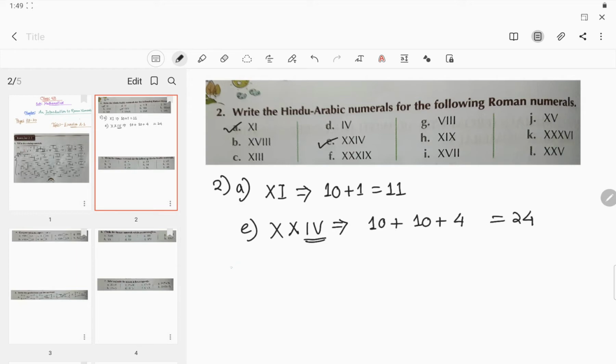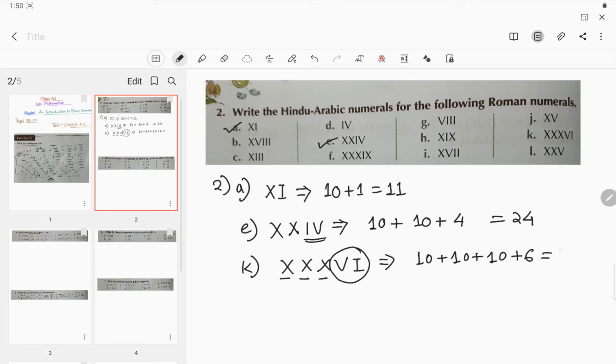Now K, X, X, X, V, I. Similarly, how many X's are there? 3 X's. That means 10 plus 10 plus 10. That means 30. And this is VI. VI means 6. So it would be 36. Right?